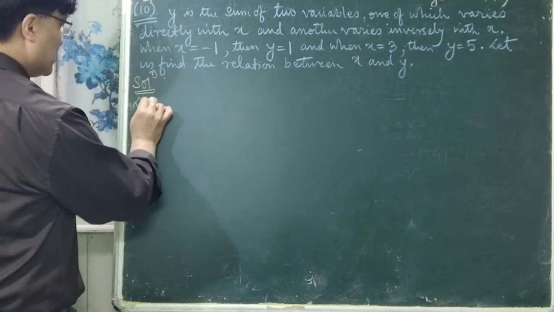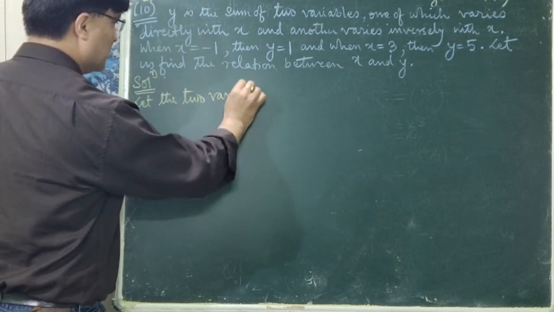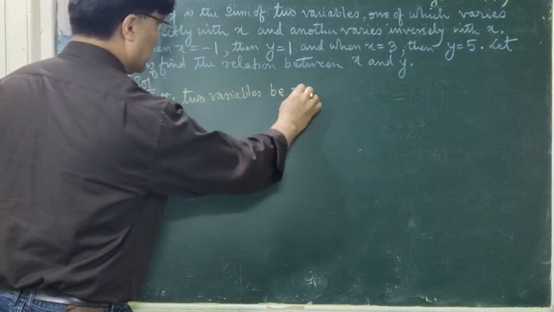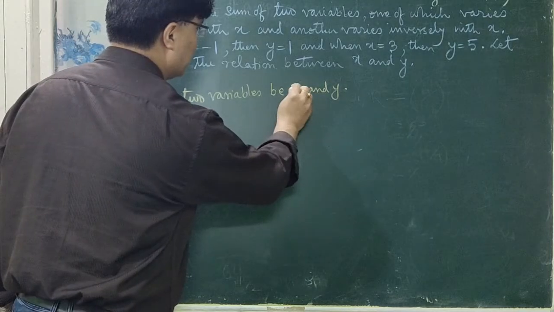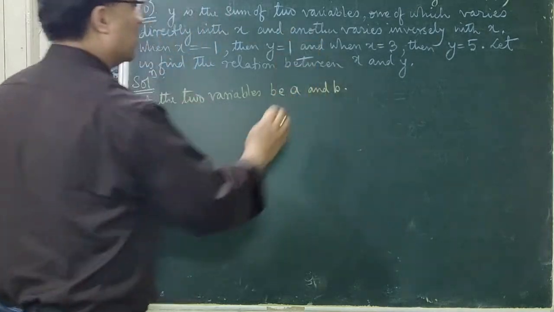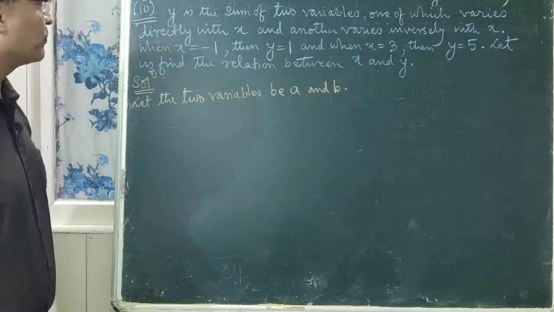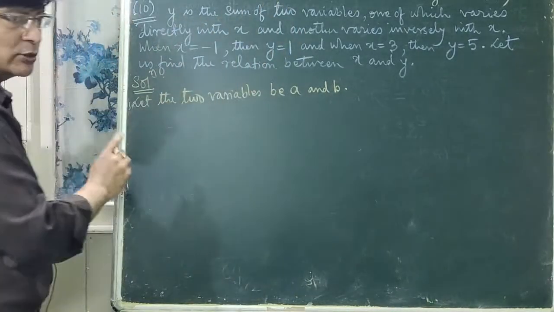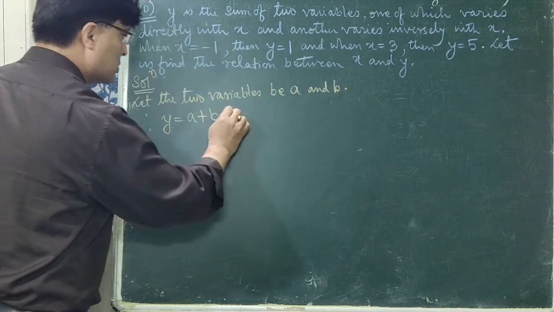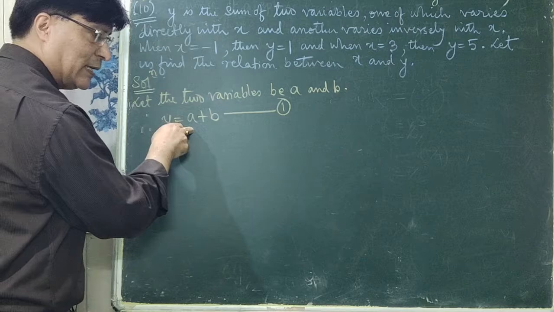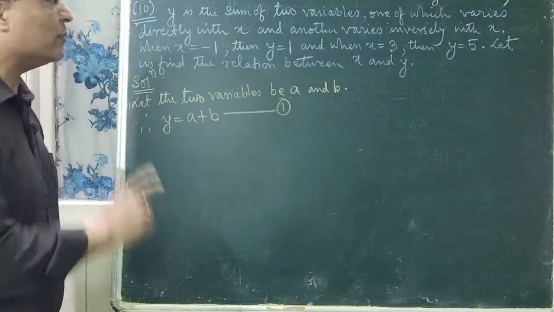Let the two variables be a and b. Because in the question x and y are given, we have to assume the two variables as a and b. Now it is given that y is the sum of two variables. What is meant by it? How will you write it? y is equal to a plus b. So one variable is a, another variable is b. Is that clear?